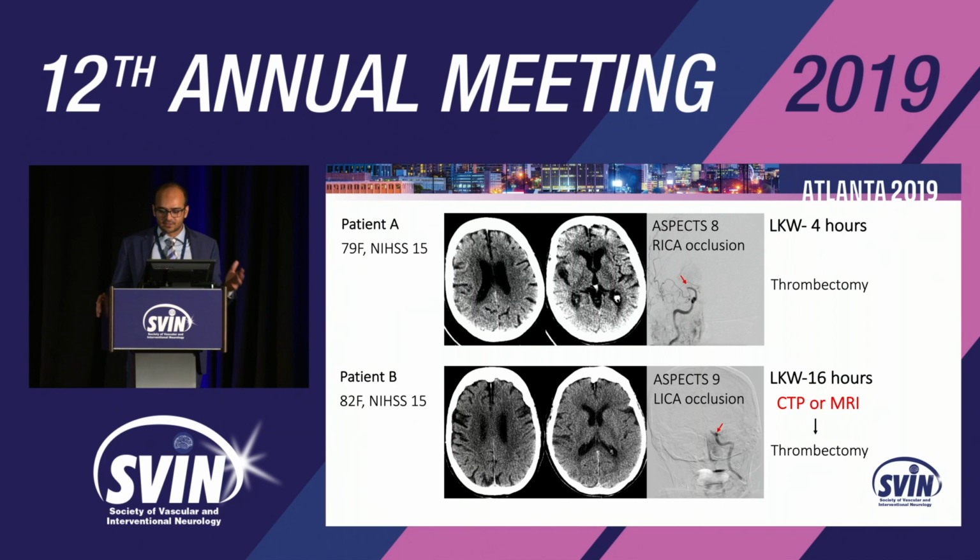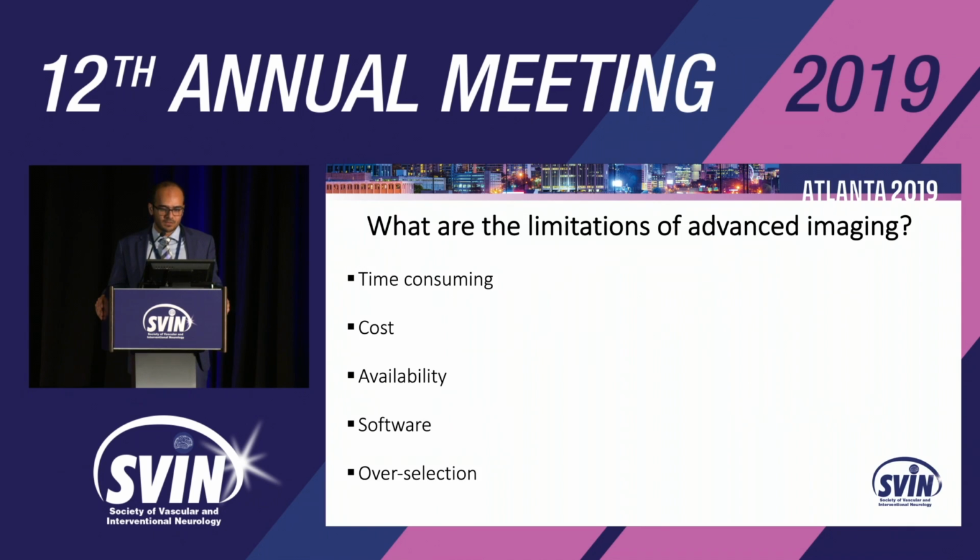So the problem with this paradigm is that for late window patients beyond 6 hours, you need to undergo some kind of extra imaging. And advanced imaging has its limitations. It is time consuming, time is brain, we don't want to waste time. It is expensive, it is not there everywhere. In resource limited settings, you cannot always get a CTP or MRI. It requires costly software to process those images, and it leads to over-selection. And this has been proved because the number needed to treat in the late window trials was far lower than the number needed to treat in the early window trials.